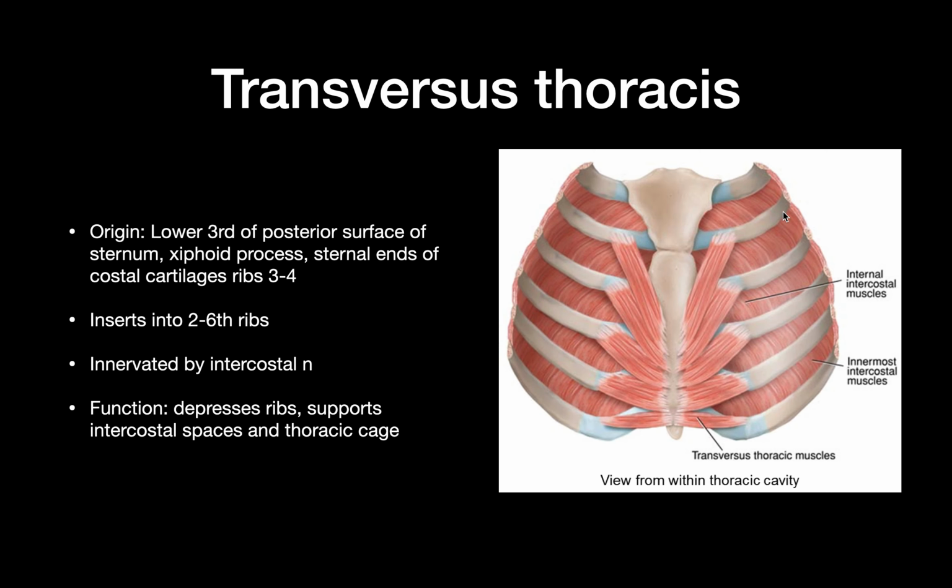The transversus thoracis arises from the lower third of the posterior surface of the sternum, so down here, and the xiphoid process, and it inserts into the sternal ends of the costal cartilage. There you go. It's innervated by the intercostal nerves, and it is used to depress the rib, support the intercostal spaces and maintain the integrity of the thoracic cage. It's important to note that we're viewing this from within the thoracic cavity, so this is deep to the sternum.